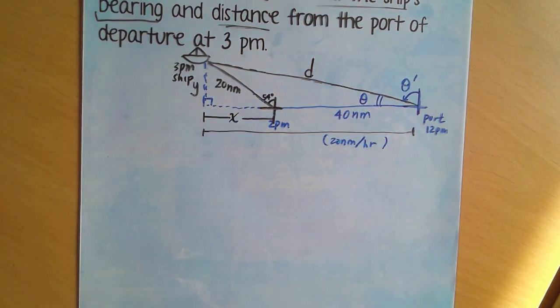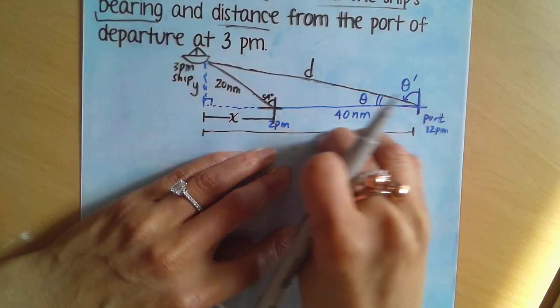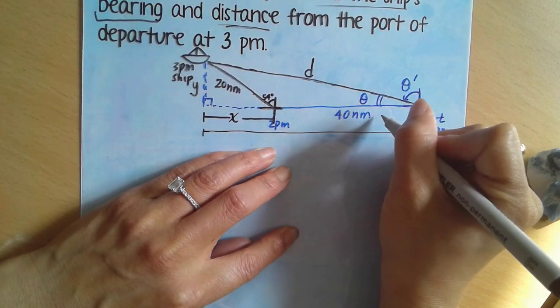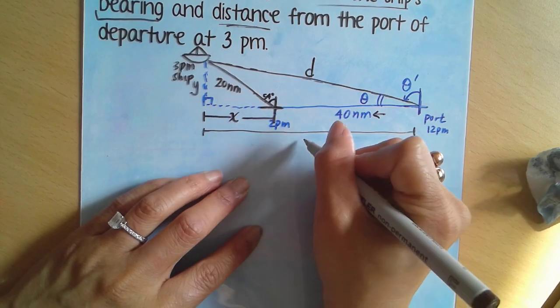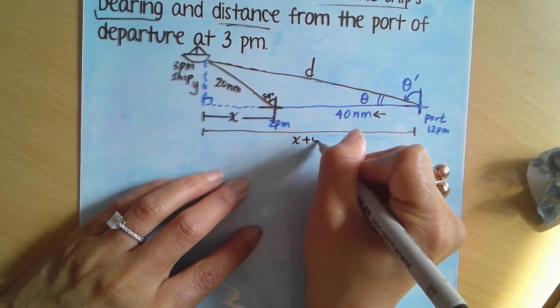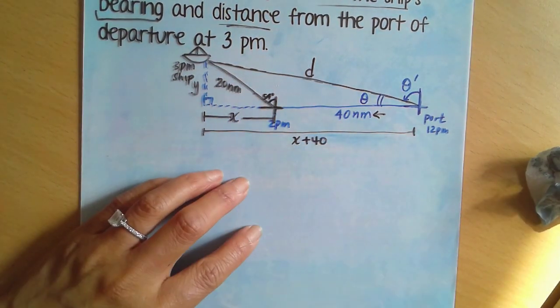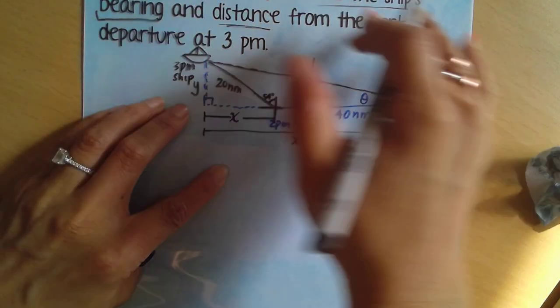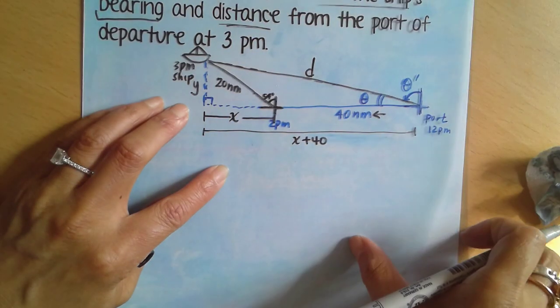Well, then you know that the whole distance from all the way across, can I erase the 20 nautical miles per hour? Okay, because we don't need that information anymore. We already calculated it into here. So that's going to be X plus 40. That's the whole distance, okay? Now you see a clear right triangle. That should be helpful to you.